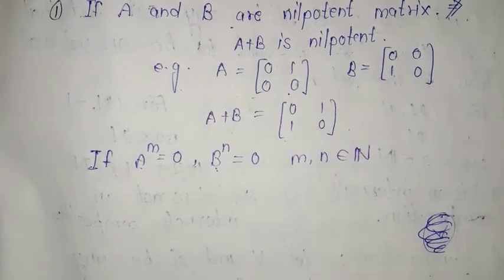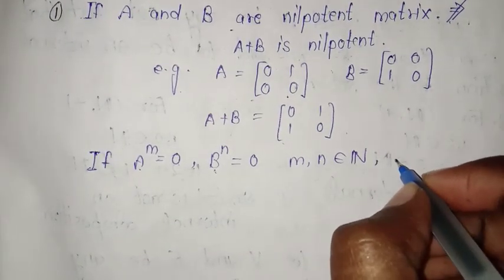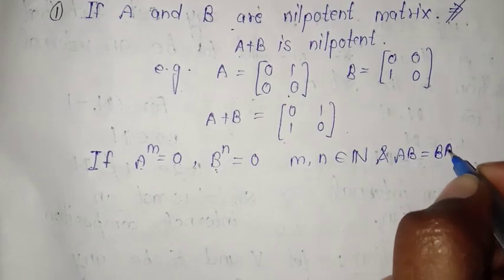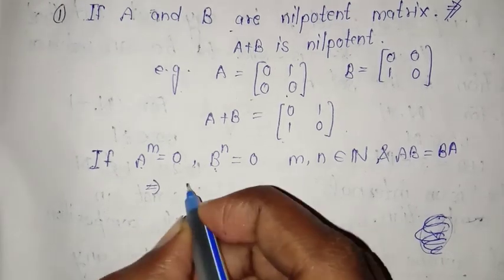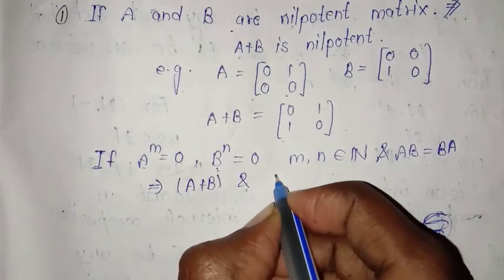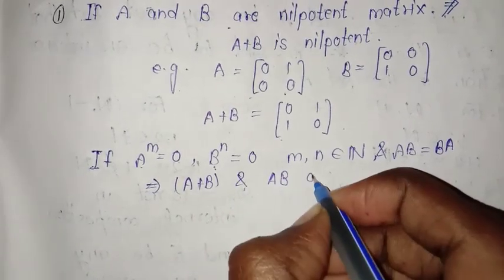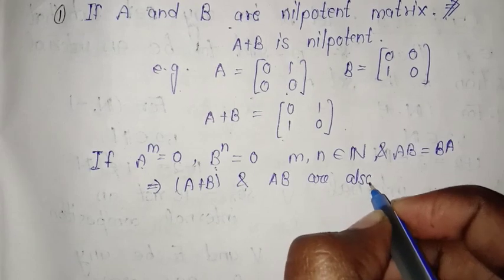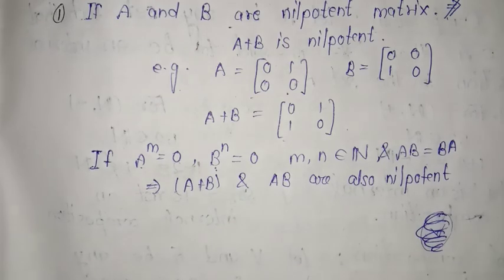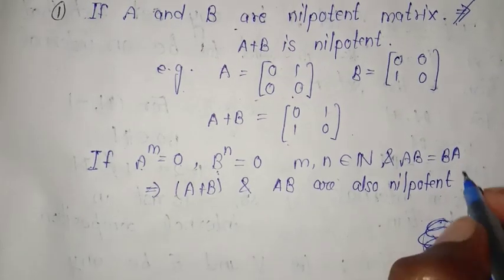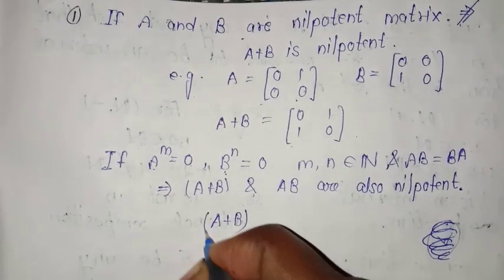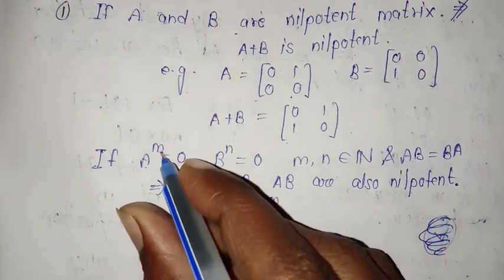And with these conditions, it is also given that AB is equal to BA. In this case, this implies that A plus B and AB are also nilpotent. And what will be the index of nilpotency? That will be (A plus B) to the power LCM of this M and this N.